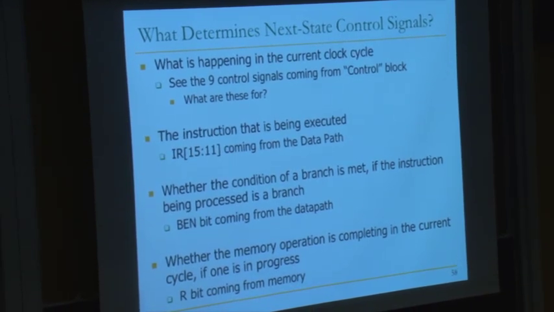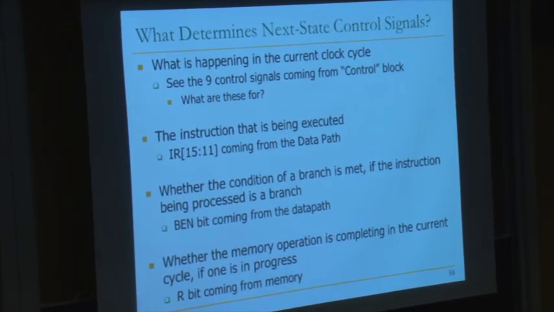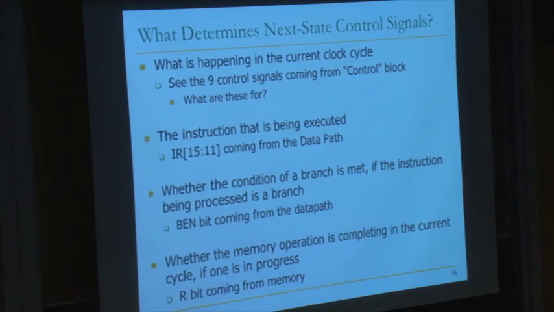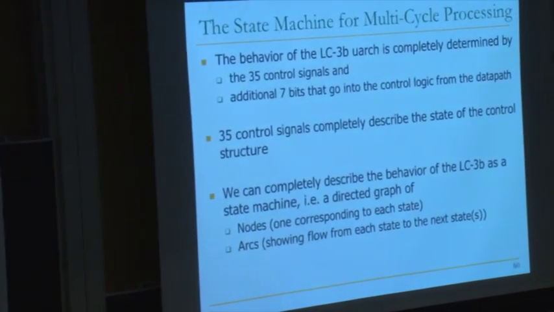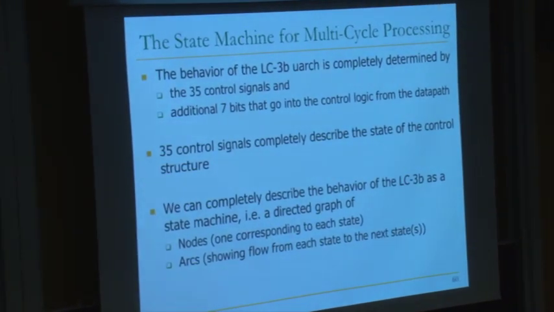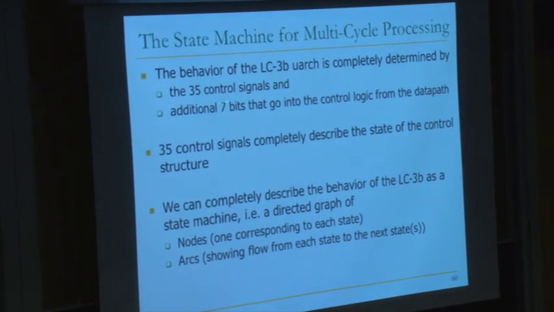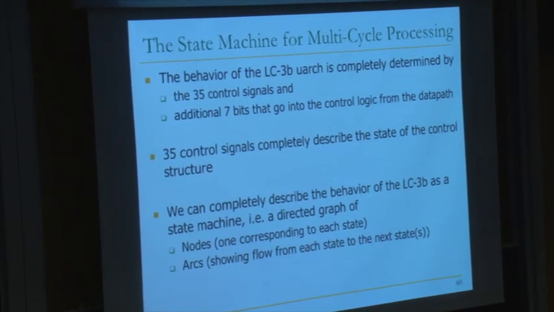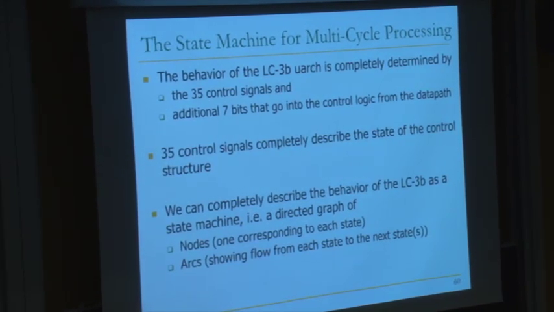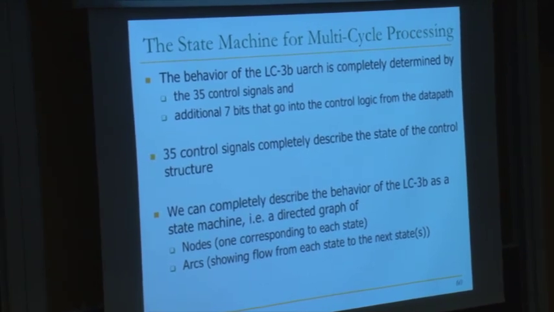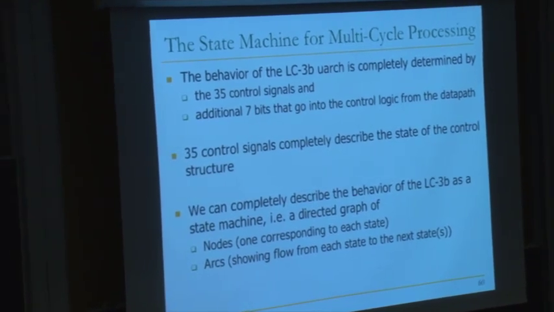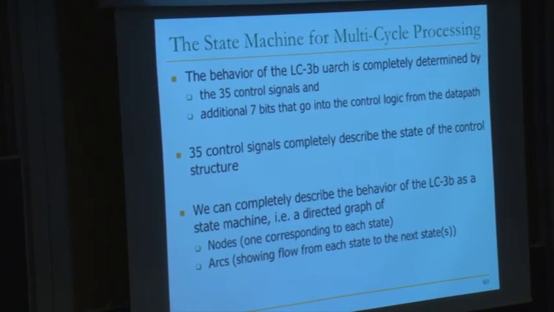And that is also an input to your control store. Now we're going to cover the data path. So far I've been treating it as a black box, but we will see that also. The behavior of this LC3B microarchitecture is completely determined by the set of control signals, 35 control signals, and this additional 7 bits that go into the control logic from the data path. And these 35 control signals completely describe the state of the control structure at that point in time.